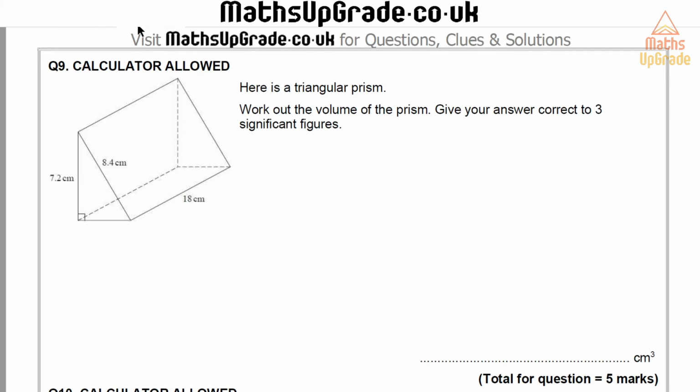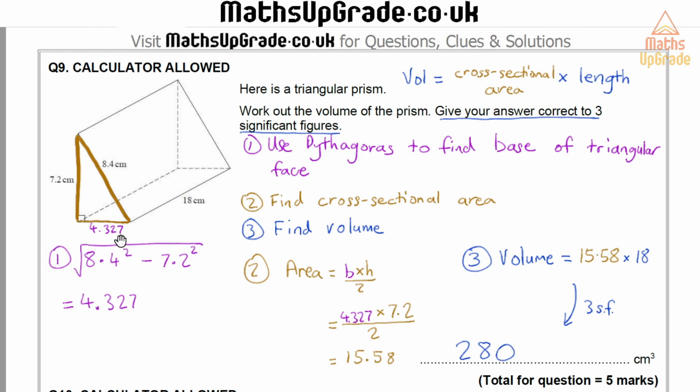What I'm going to do here is use Pythagoras to find the length of this edge. Once I've found the length of this edge, I can find the area of this face. This is important since this is the cross section of the entire prism. This cross section is constant through the entire prism. Once I've got that cross sectional area, I can multiply by that length 18, and that'll give me the volume. So let's use Pythagoras first of all.